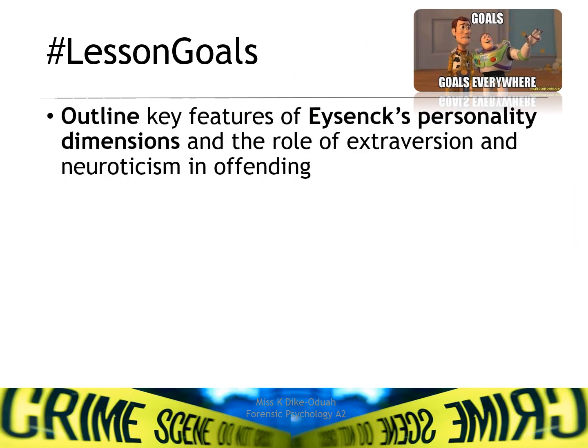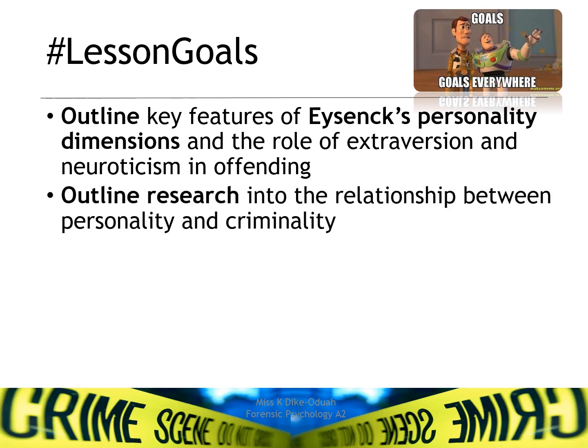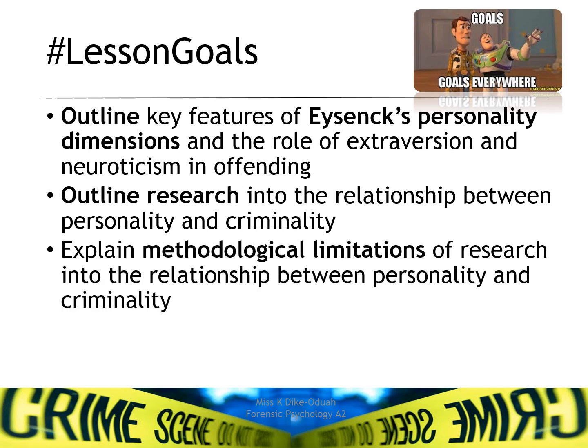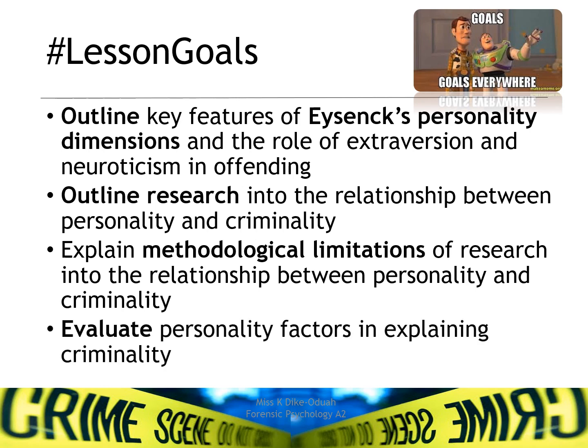In terms of our lesson goals, we want to make sure that we are able to outline key features of Eysenck's personality dimensions and the role of extroversion and neuroticism in offending. We also want to be able to outline research into the relationship between personality and criminality, and explain methodological limitations of that research. Finally, we want to be able to evaluate personality factors in explaining criminality. We're going to do that towards the end, where we'll create several PEEL paragraphs so that you can have them in your bank of AO3 for forensic psychology.